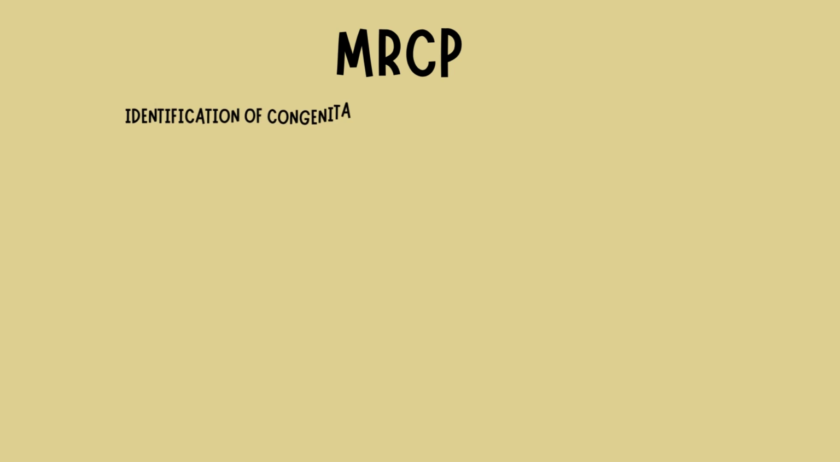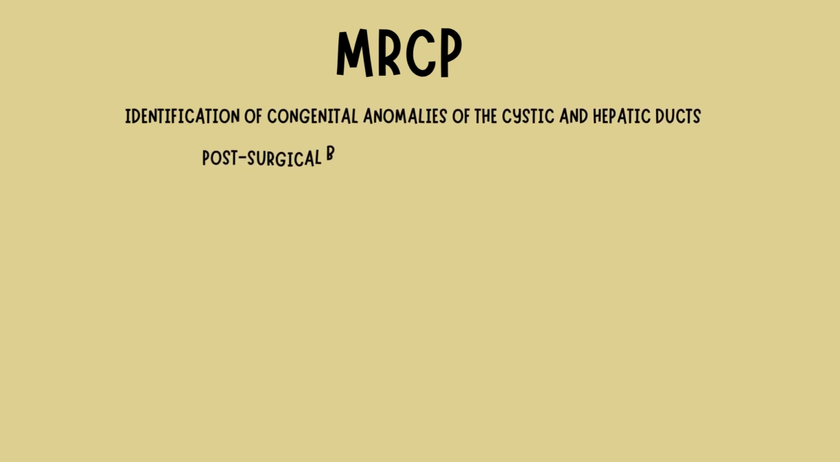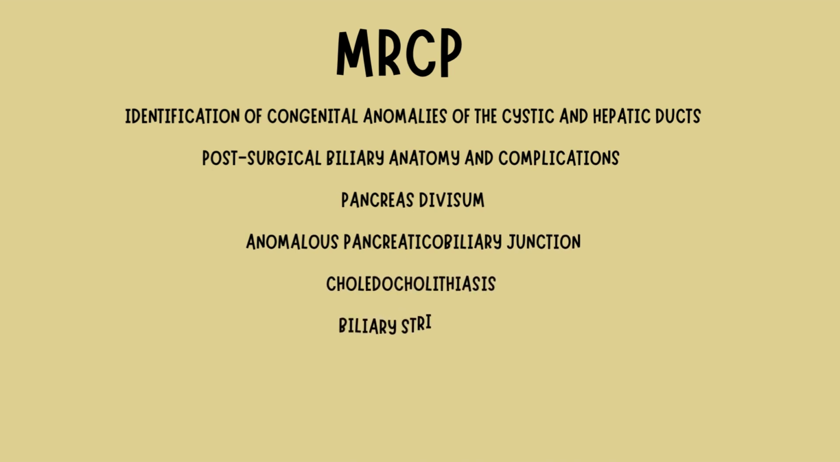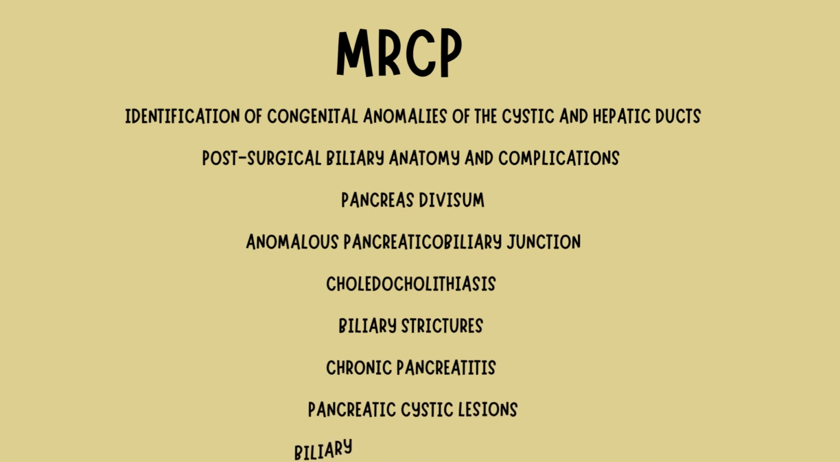So why do we have to do the MRCP in a patient with acute cholecystitis? Basically, it is used to identify congenital anomalies of the cystic and hepatic duct, post-surgical biliary anatomy and complications, pancreas divisum, anomalies of the pancreatic biliary junction, choledocholithiasis, biliary stricture, chronic pancreatitis, pancreatic cystic lesions, and biliary or pancreatic trauma.